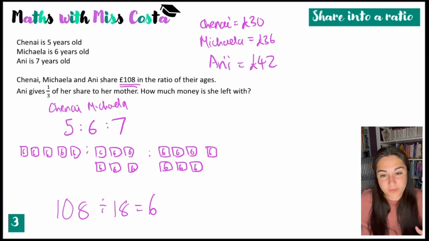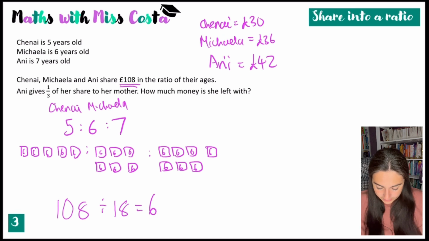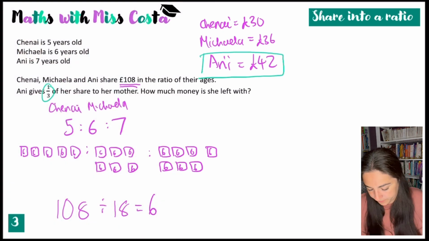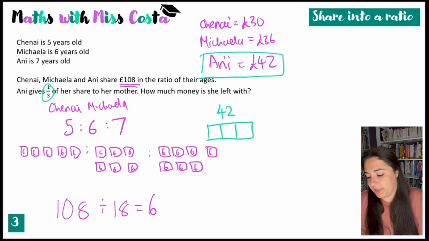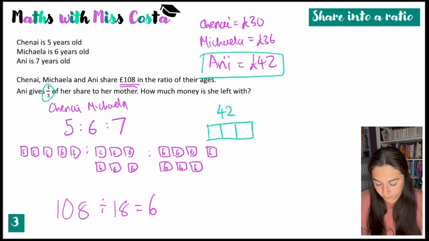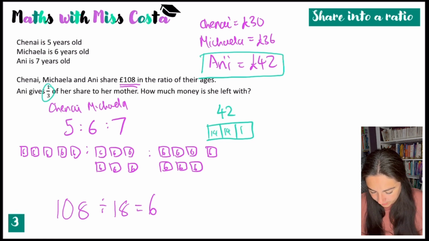Now you can double check to make sure you've got it right by just adding them all together. So 42 plus 36 plus 30 is 108. You know you've done it right. And the question is talking about Annie. So Annie gives 1/3 of her share to her mother. So 42 is split into 3 parts. So 42 divided by 3 is 14. So she gives £14 to her mother. So how much is she left with? She is left with 42 take 14 is £28.